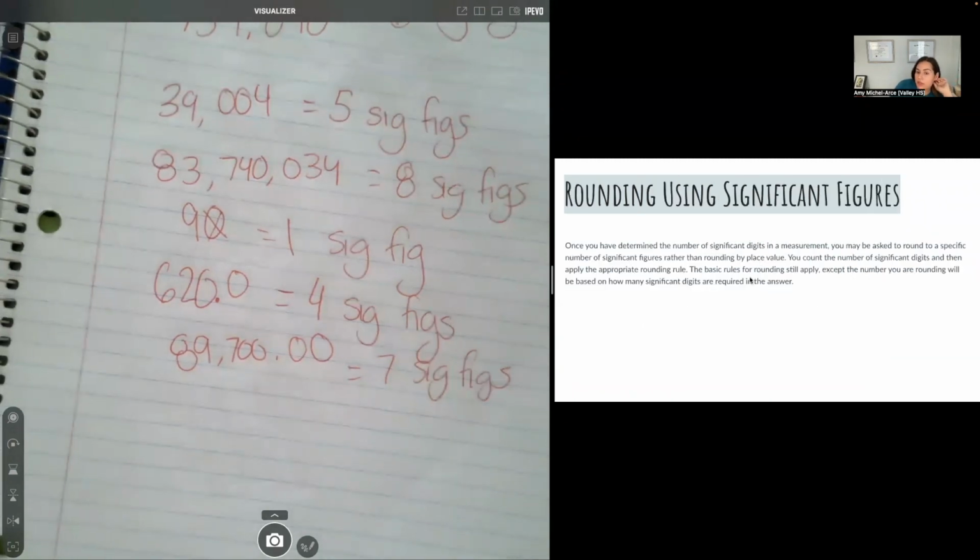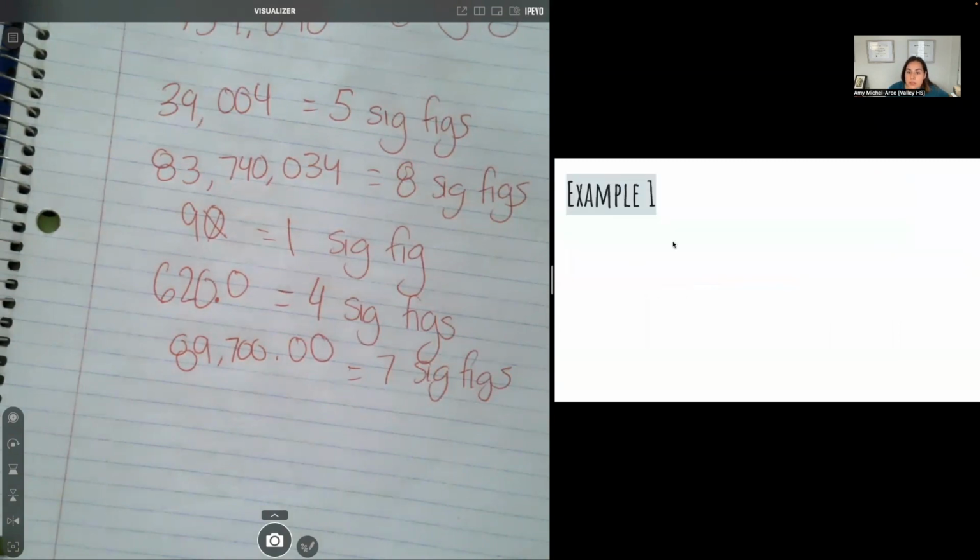Rounding using significant figures. Once you've determined the number of significant digits in a measurement, you want to round to a specific number of them and keep the place value. You count the number of significant digits and then apply the appropriate rounding rule. You're counting from the left to the right.